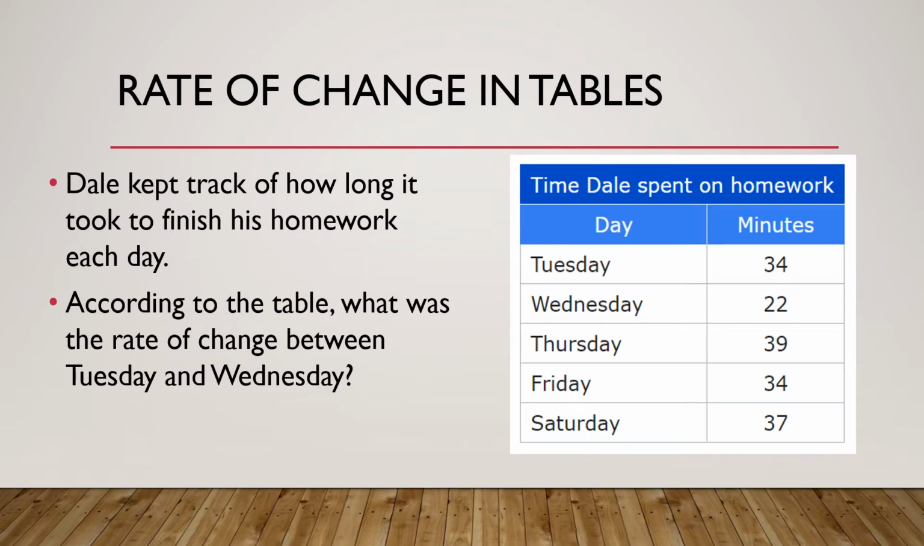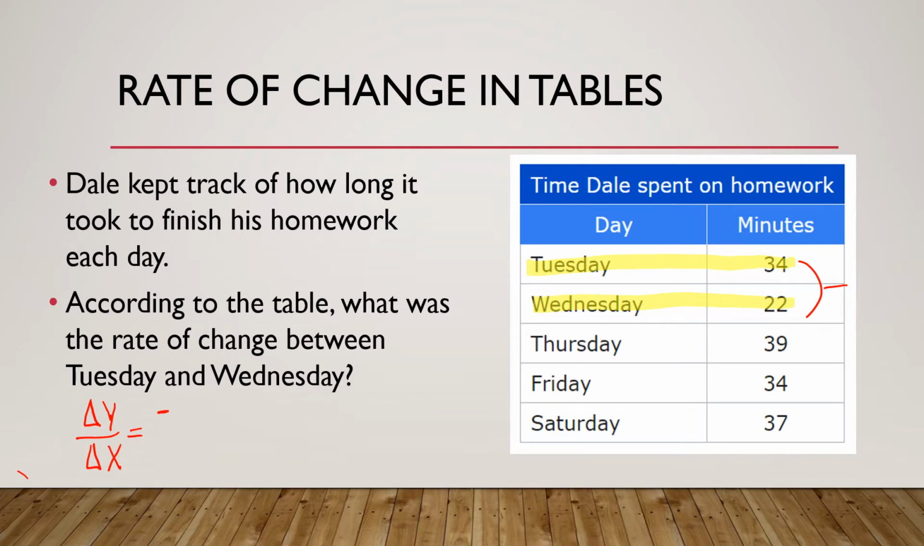Okay, let's look at another one. Dale kept track of how long it took to finish his homework each day. According to the table, what was the rate of change between Tuesday and Wednesday? So Tuesday and Wednesday, and we're doing the change in y over the change in x. So our y values this time went down. So remember, that's a negative. That's going to be important that we know that's negative.